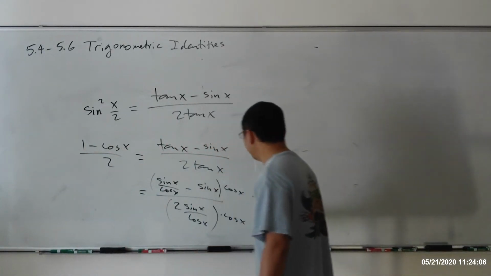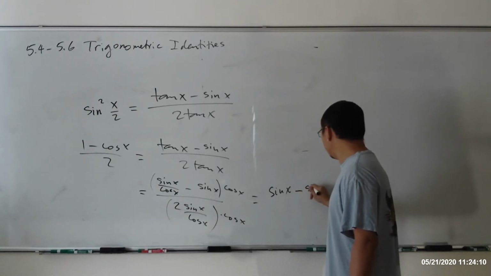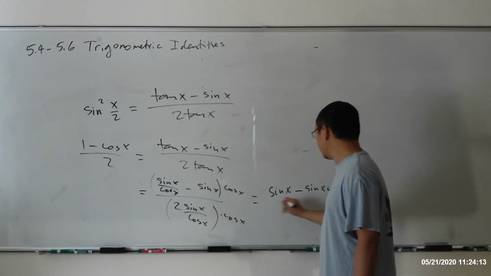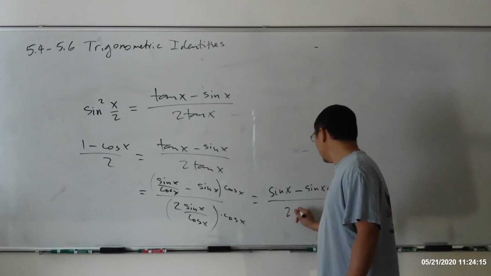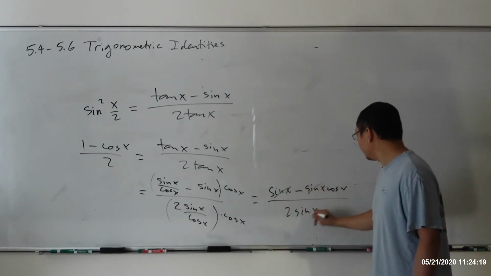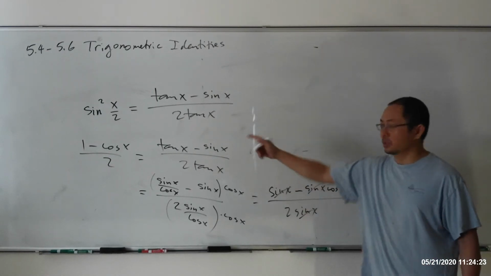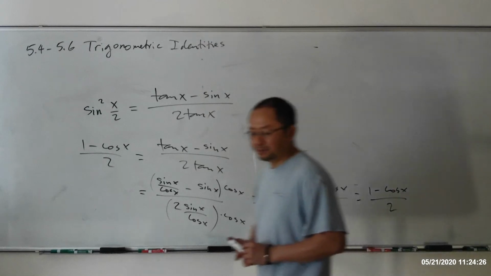This is going to be sine x minus sine x cosine x over 2 sine x. Now cancel out the sine x on the top and the bottom. You get 1 minus cosine x over 2, which is the left hand side.